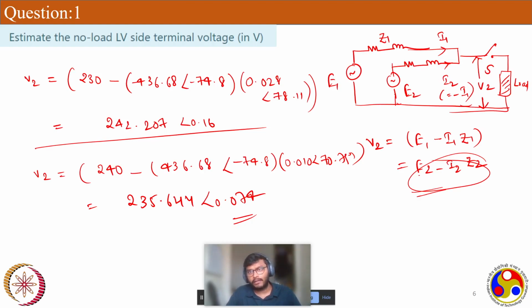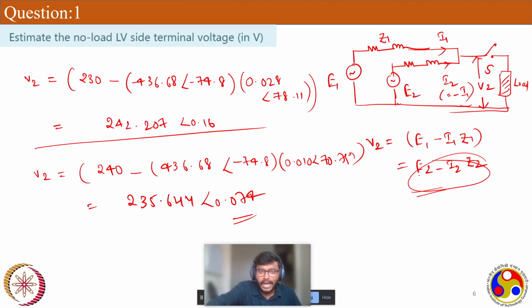So that's how you calculate when you know the no load current and also all the impedance values and all the induced voltages on the secondary side. That's how you can calculate the terminal voltage. Terminal voltage is nothing but the induced voltage minus the drop across the impedance part.